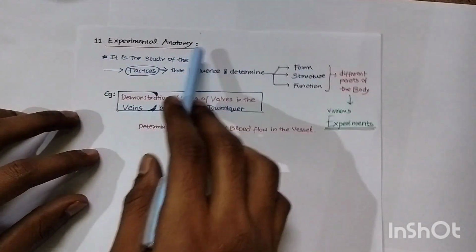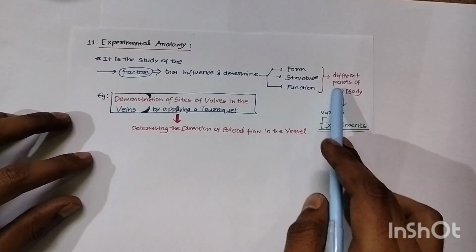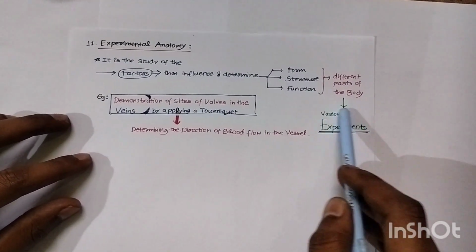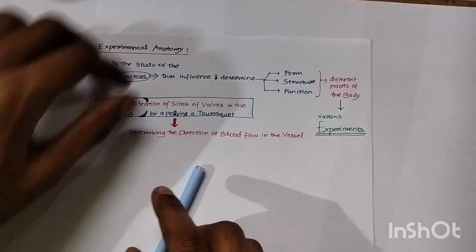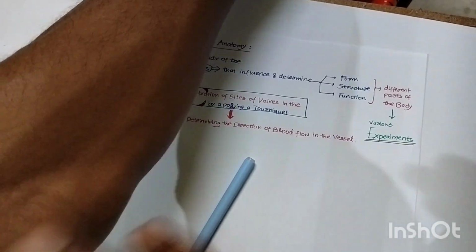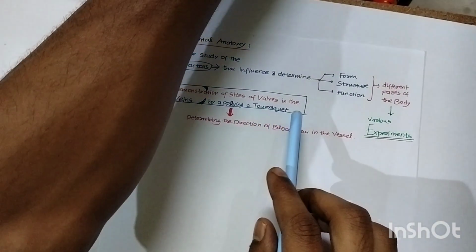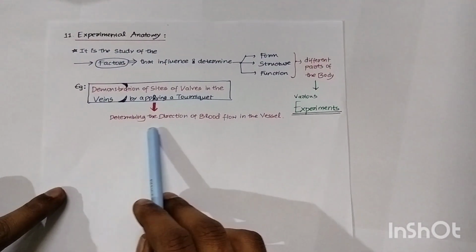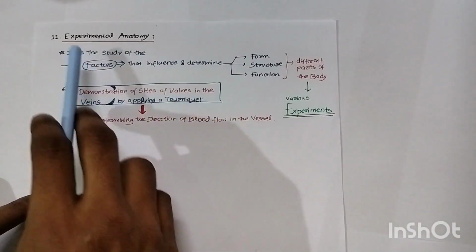The next is experimental anatomy. It is the study of the factors that influence and determine the form, structure, and function of different parts of the body through various experiments. For example, demonstration of the sites of valves in the veins by applying a tourniquet on the upper arm and making a tight fist. You can see the veins and demonstrate the site of valves in the veins, and how they are involved in the propulsion of blood. Determining the direction of blood flow in the vessels can be demonstrated by certain experiments. Through those experiments we can learn the anatomy, that is the experimental anatomy.